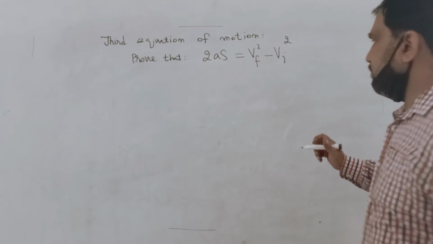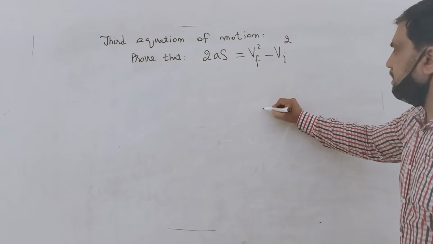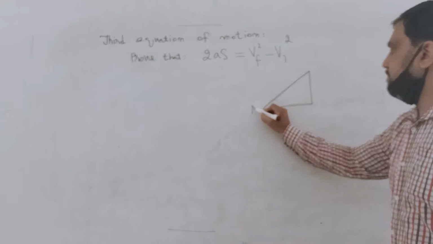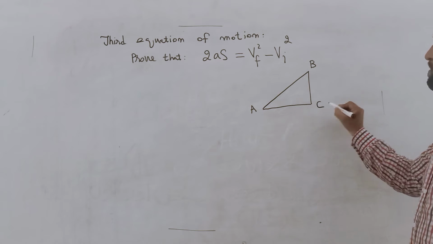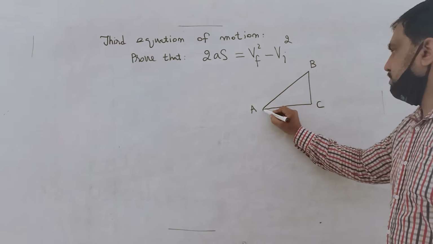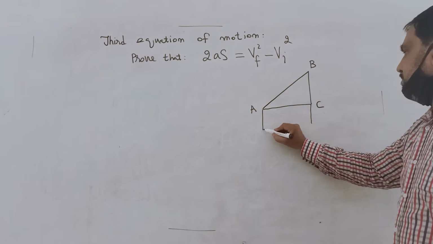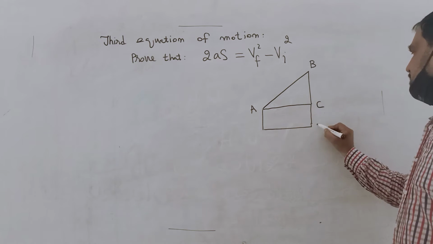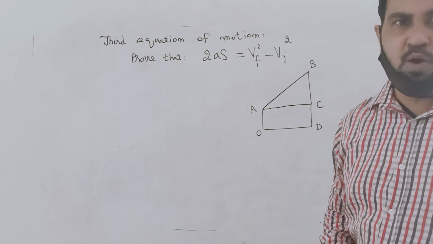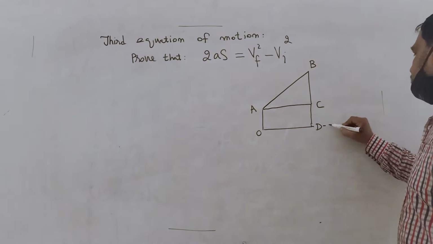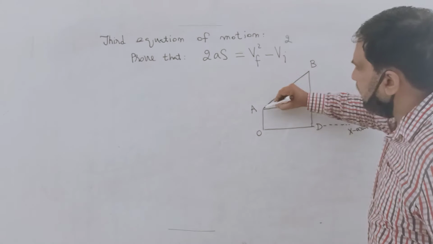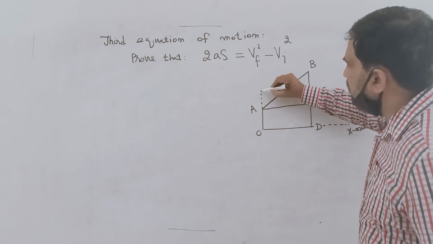First of all, we draw a right angle triangle A, B and C. Then draw a rectangle right below this triangle, A, C, D, O. Extrapolate line OD along x-axis, and extrapolate line OA along y-axis.